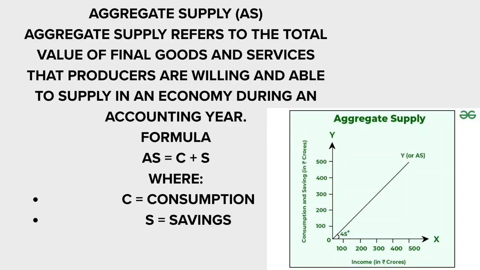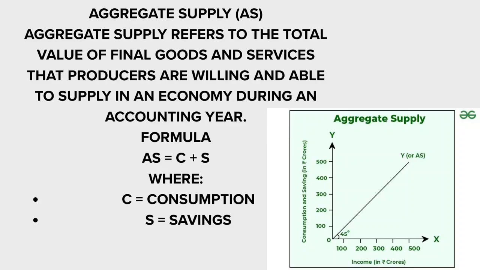According to the income approach, whatever income households earn is either spent on consumption or saved. Therefore, aggregate supply is equal to consumption plus saving. That is, AS = C + S. Suppose a family earns 50,000 a month. They spend 40,000 and save 10,000.